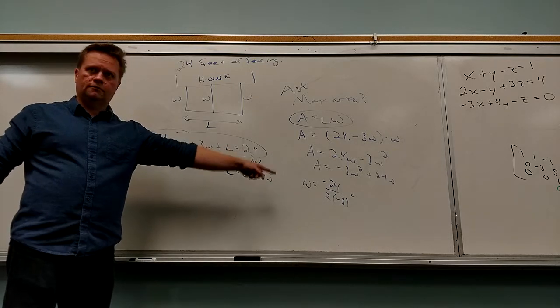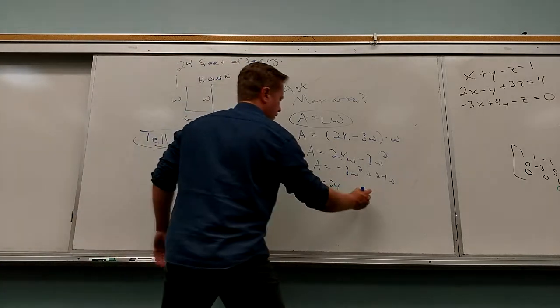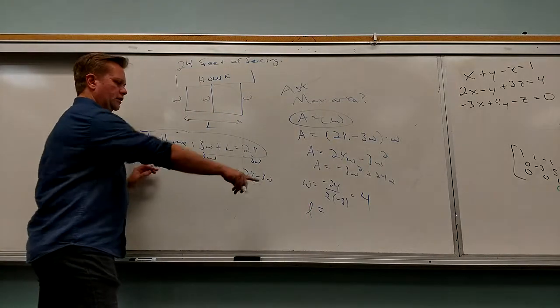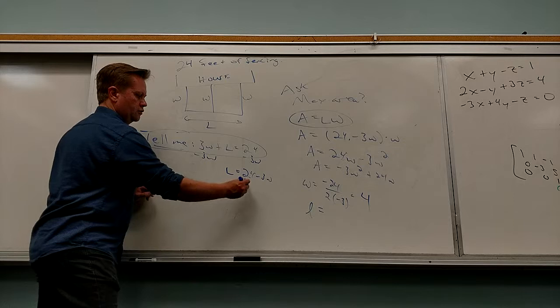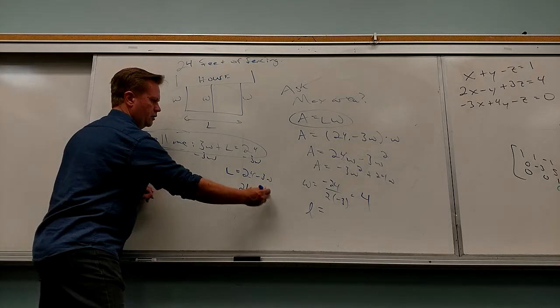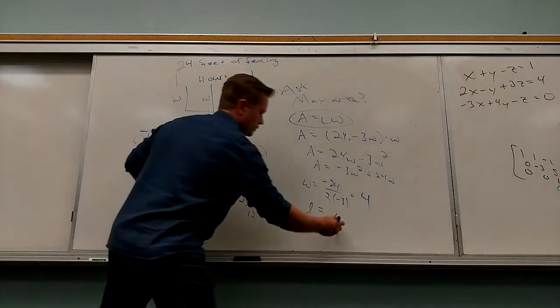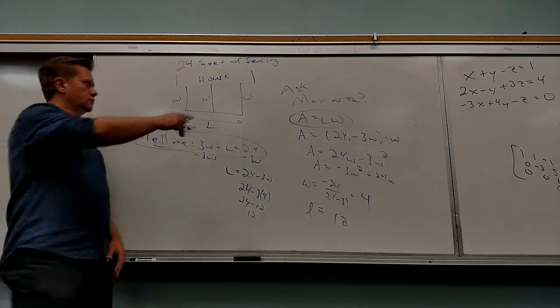What's that? 4. Yeah, 24 divided by 6 is 4. The negatives cancel. So the width is 4. That makes the length what? How do you get the length now? I know the formula for length. 24 minus 3 times 4. 24 minus 12. 12. So 4 and 12 what? Feet.